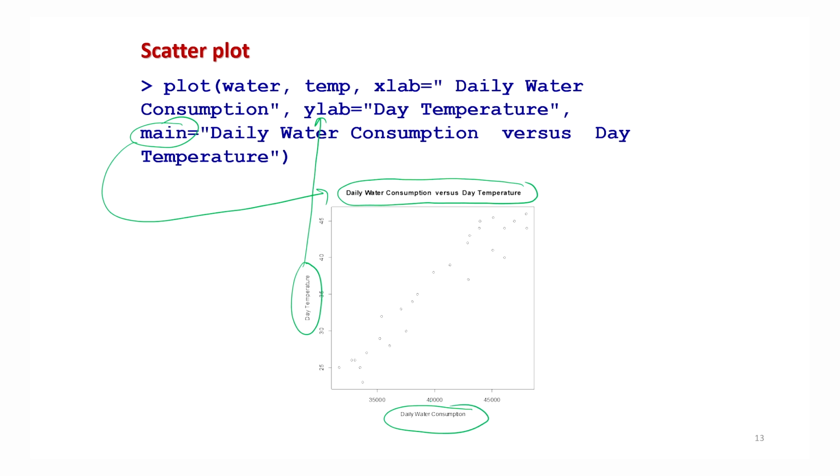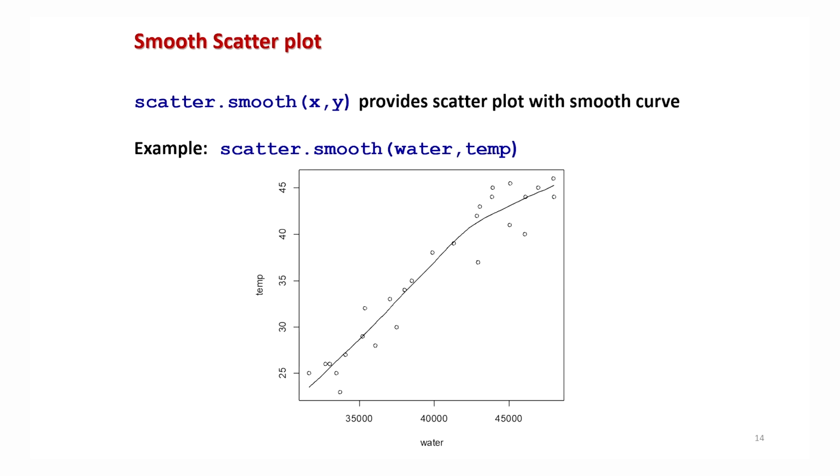If you want to give the statement on the x-axis, daily water consumption, then it can be given by xlab. Right. So this is how you can modify or add more information to the same graph.